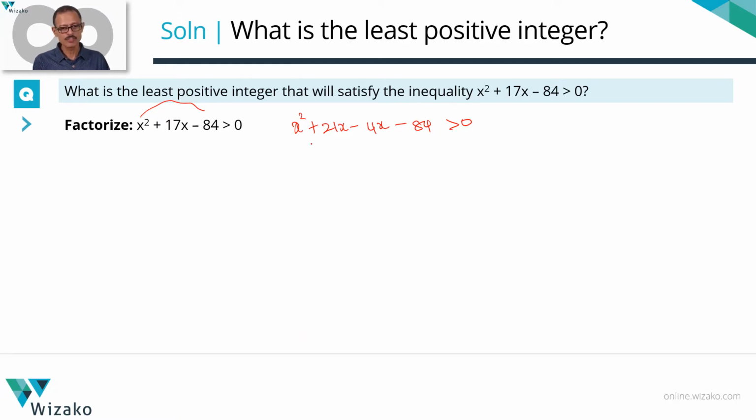Take x as a term common from these two. So it's going to be x times x plus 21. Minus 4 as a term common from the third and fourth leaves us with x plus 21. This is greater than 0. So we'll essentially factorize as x plus 21, taking x plus 21 common between these two terms, times x minus 4 is greater than 0.